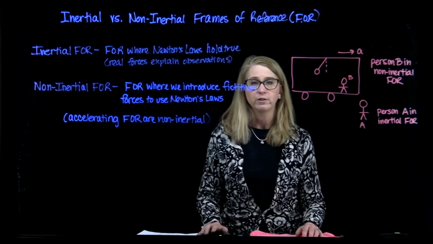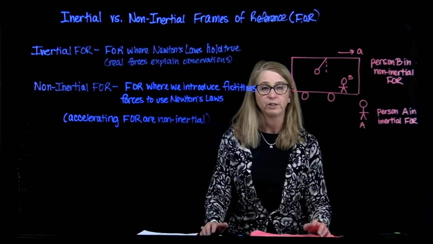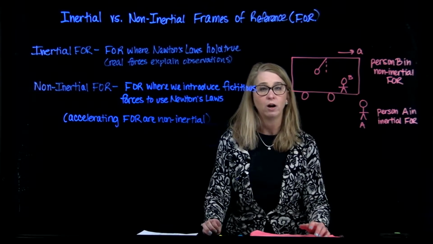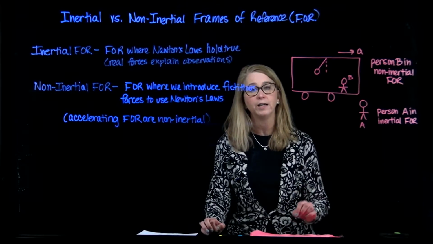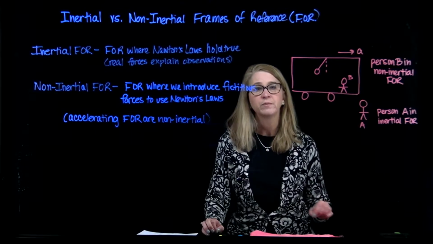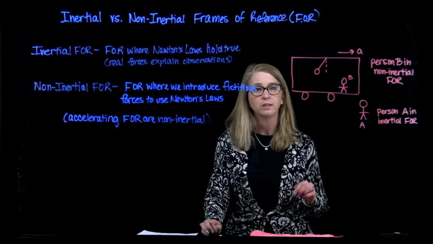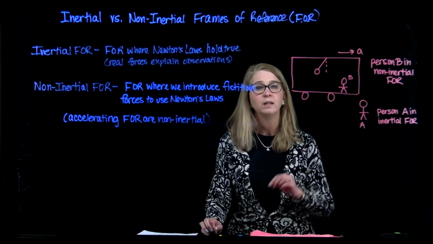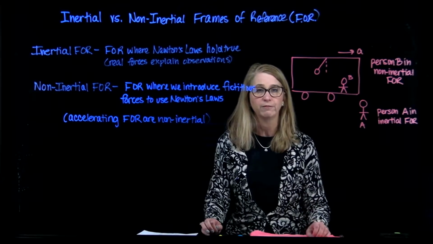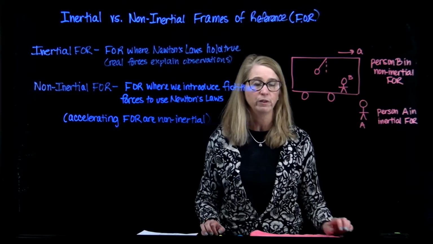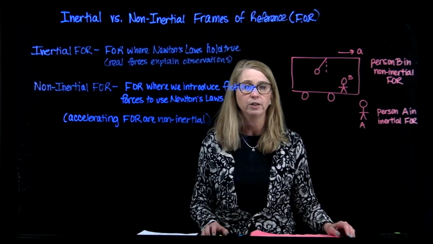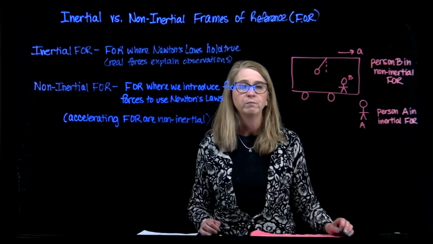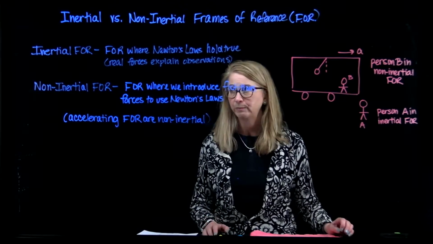An inertial frame of reference would be anywhere where we find that it's not necessary to introduce some fictitious force. And another thing that is often pointed out is if you find an inertial frame of reference, any other frame of reference that's moving at a constant velocity relative to the first one would also be an inertial frame of reference. So a frame of reference moving with a constant velocity can be inertial, and it should be if it's moving at a constant velocity relative to an inertial frame of reference.